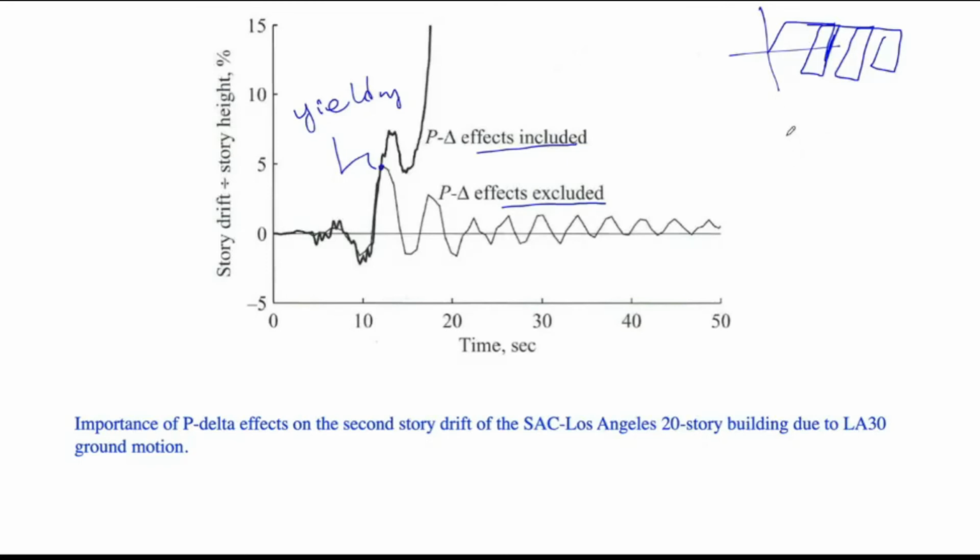Because if this is the structure and it is responding laterally, it reaches a displacement where the P delta effect is so large that it causes the instability of the structure. But if you are excluding the P delta effect, it will not have any problem, and the structure is stable. So it is telling you that excluding the P delta effect can give you very wrong results in numerical analysis.